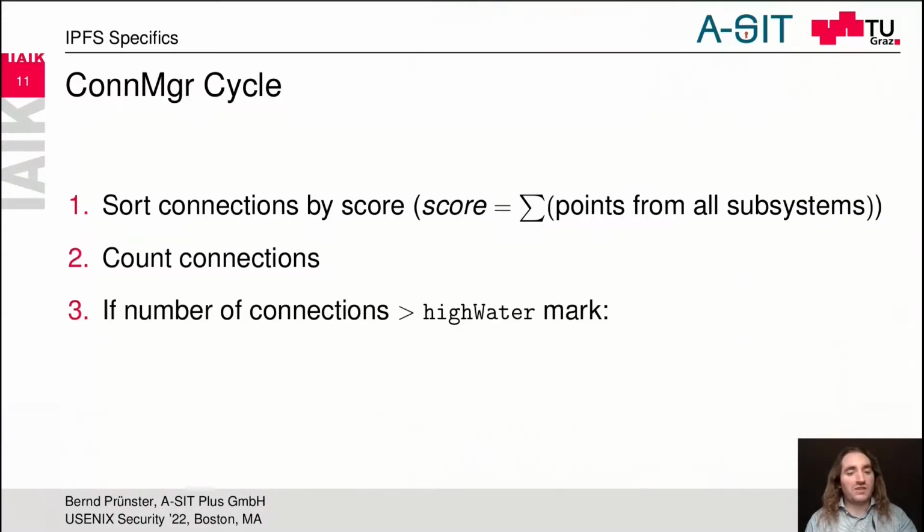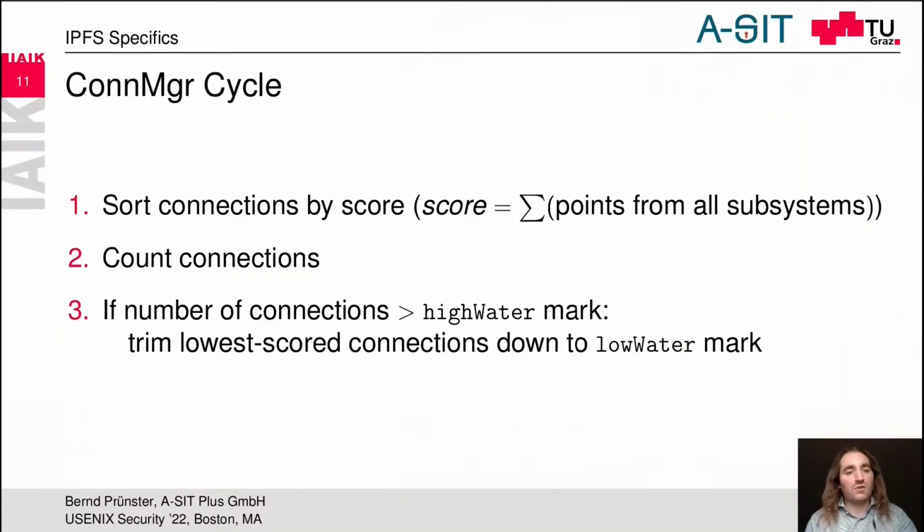And if the number of connections is higher than a configurable high water mark, it goes ahead and trims the lowest scored ones down to the second configurable threshold. Then it sleeps for 1 minute and it does it all over again. So you can configure the maximum and the minimum amount of connections you want to keep. And this works quite well.